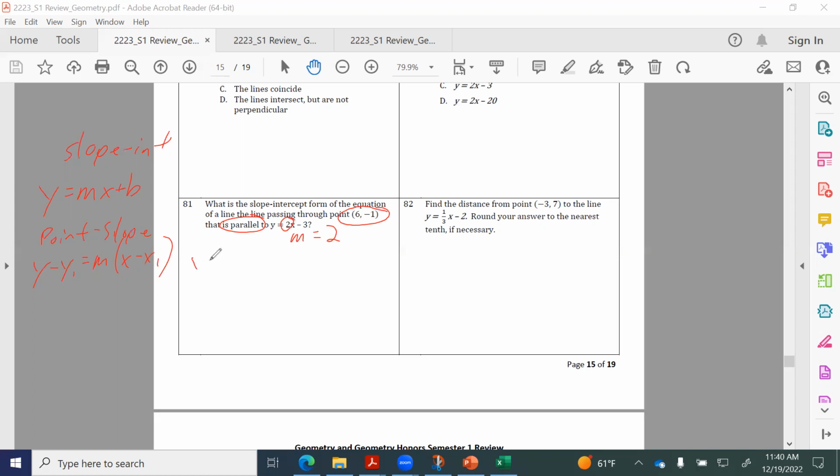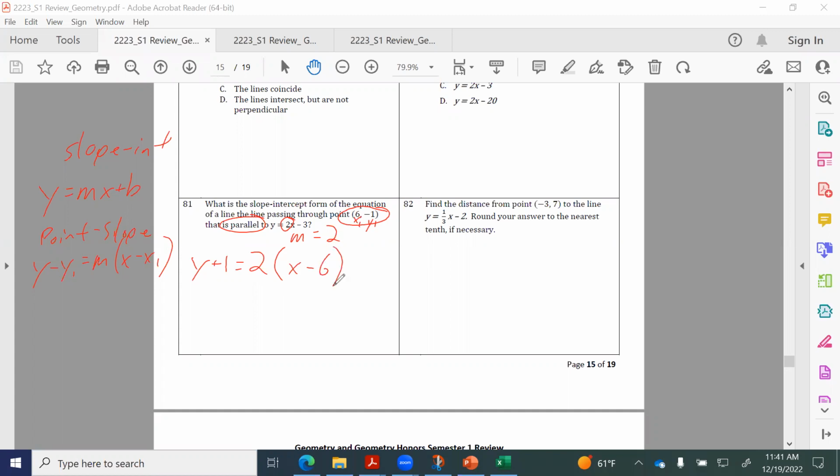Plug it in. This is going to be my x1 and my y1 when I plug in. Alright, so y minus y1, which is a negative 1, so plus 1, equals slope, so that's 2, times x minus x1, which is 6.